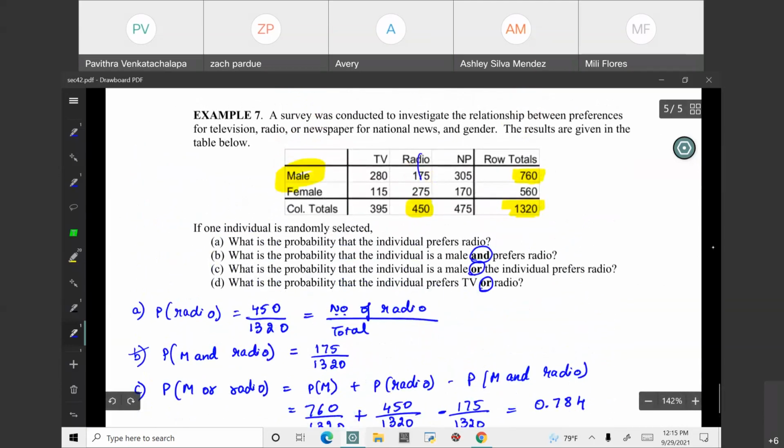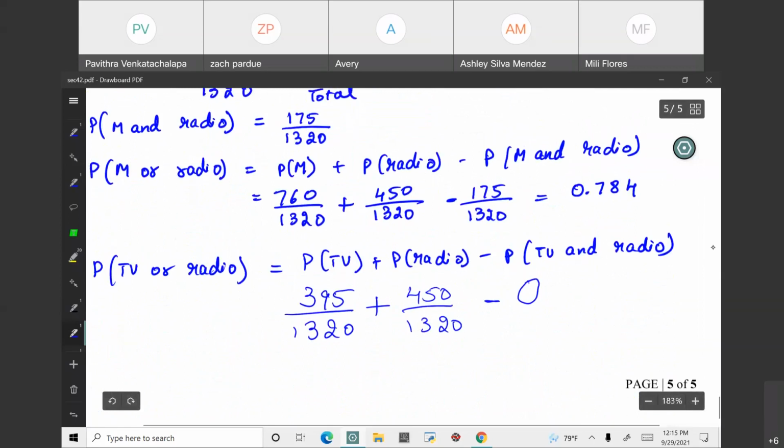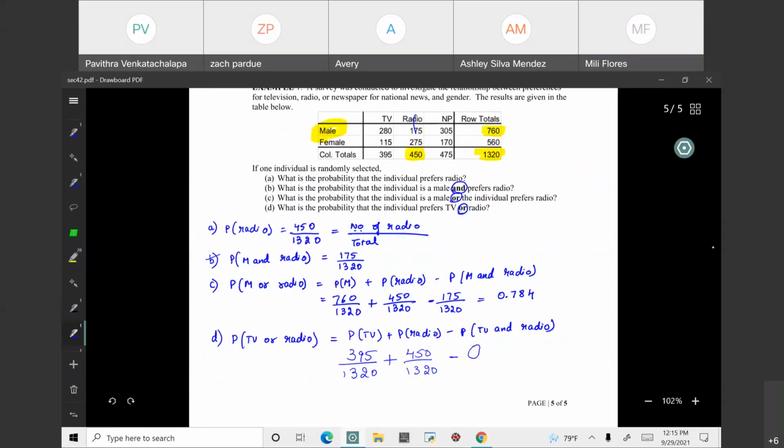Now this table, if you observe carefully, it is depending only on male and female. It is just how many males are watching TV, radio, NP, etc., and how many females are doing that. So it is not a relation between TV and radio. It is a relation between male and female. That is why probability is 0 here, and your answer is 0.640. Okay, so this completes your section 4.2.